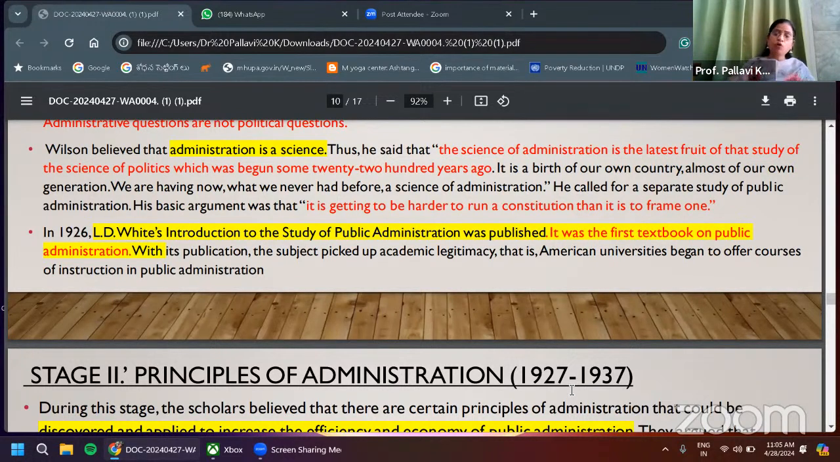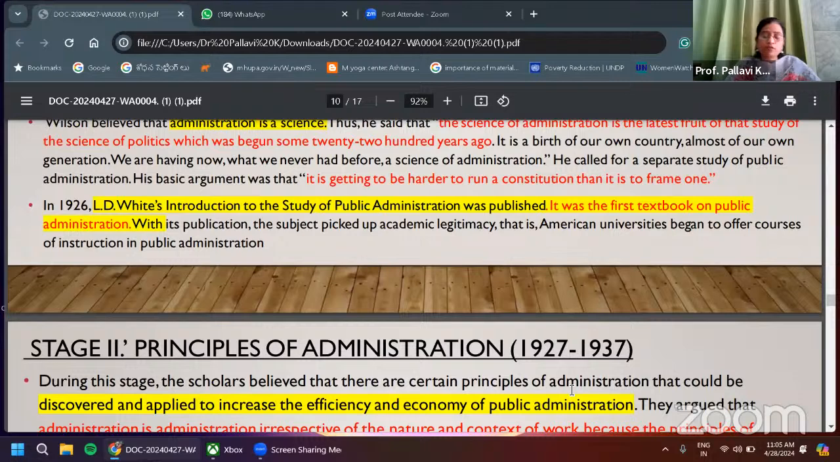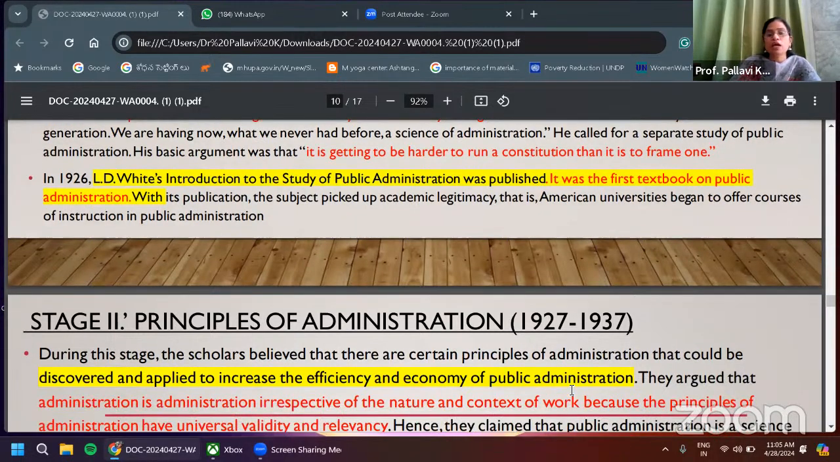And see, there are different arguments by the different thinkers. When we study public administration, today there are several textbooks on public administration, isn't it? There are different authors who write about public administration. But the first textbook on public administration was written in the year 1926. And who has written it? L.D. White. And what was the title of the book? Introduction to the Study of Public Administration. You can say this is the first textbook on public administration written by L.D. White. So you have to remember this.